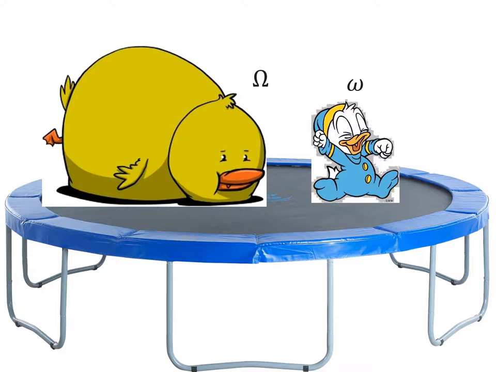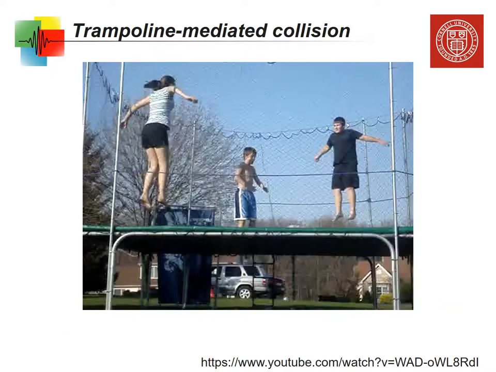Suppose that this omega is some multiple, some harmonic of this guy. That's going to mean that periodically these guys are going to land at the trampoline at the same time, and energy can be transferred through the trampoline deformation to this guy. So there's a collision through the trampoline. There's a collision through that medium. So this is going to allow resonant energy transfer at multiples of this periodic oscillation.